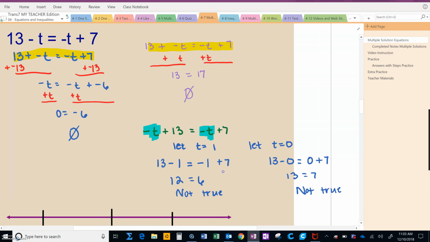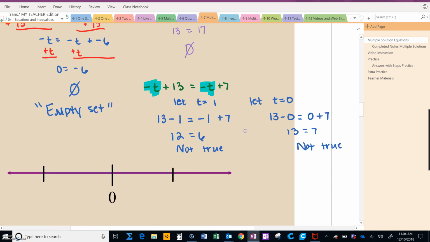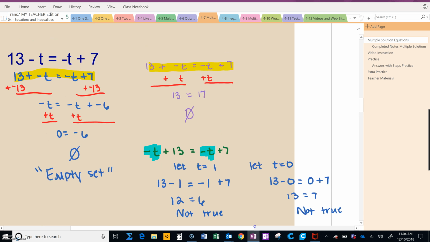So there are no numbers we can put in the place of t that will make this a true statement. And when that happens, your solution is called the empty set. It looks like a 0 with a line slash through it. The way that you graph it is you don't do anything. You just have a number line that's empty, because there's no numbers on this number line that will make this a true statement.